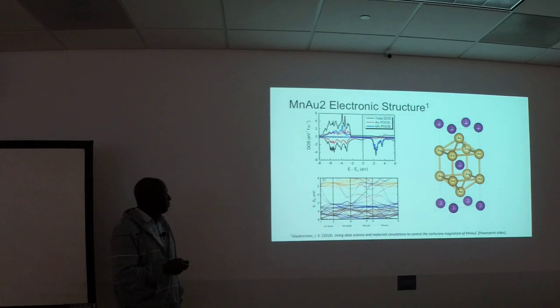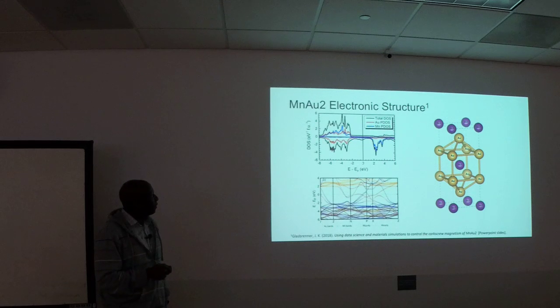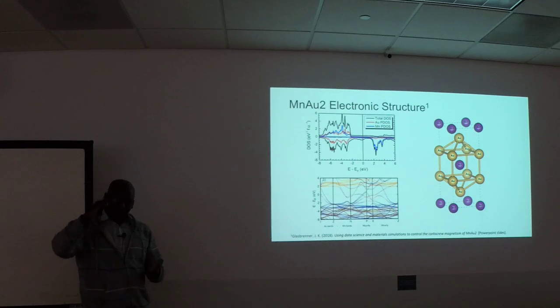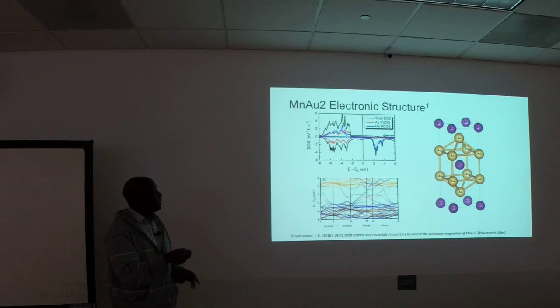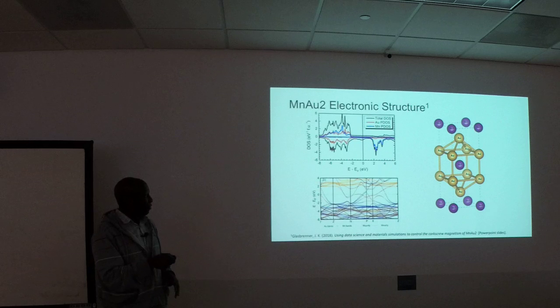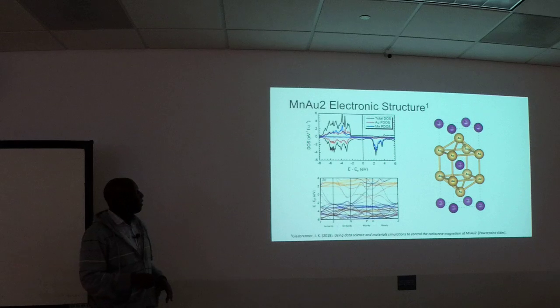And we've done some calculations with Dr. Glassbrenner. And so this is your material. It's a kind of tetragonal structure. And the magnetism actually is due to the manganese. Gold is inert. So if you look at this, the gold is a bit higher here, and most of the magnetization comes from the manganese down there.